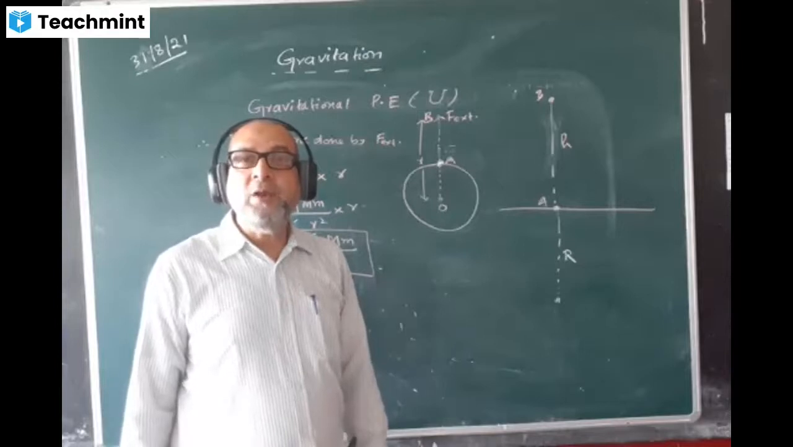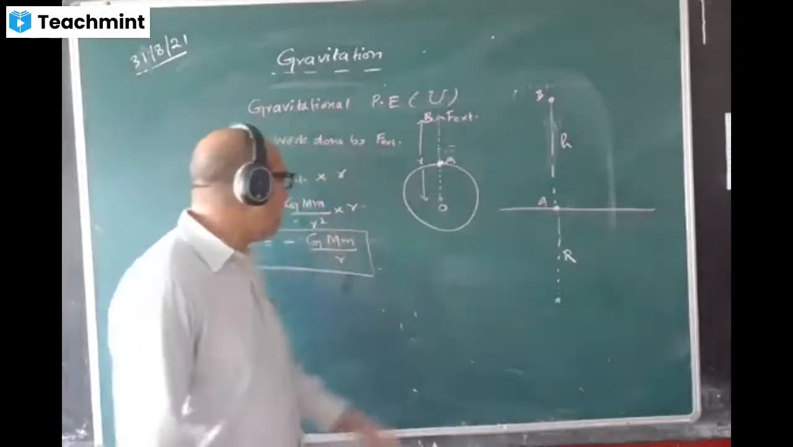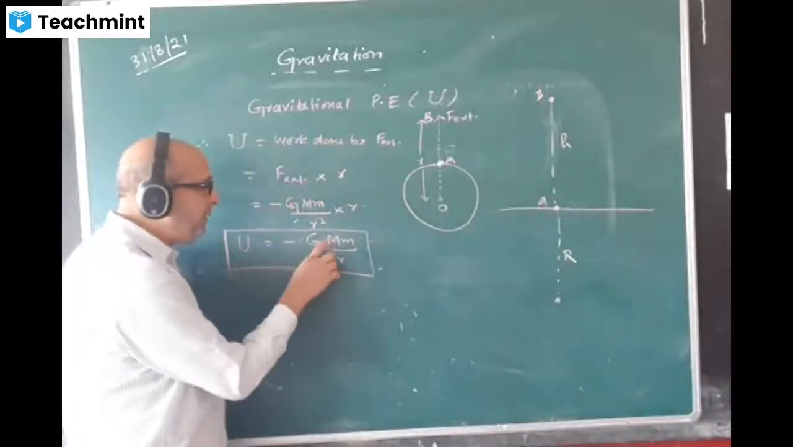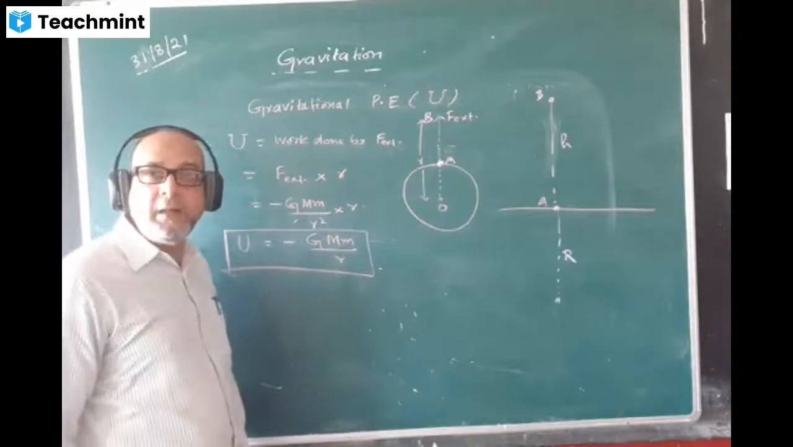But actually, as a matter of fact, energy is there. And how much energy will be there on the surface of the Earth? Same formula, minus GM by capital R we can write here. Small r will become capital R.